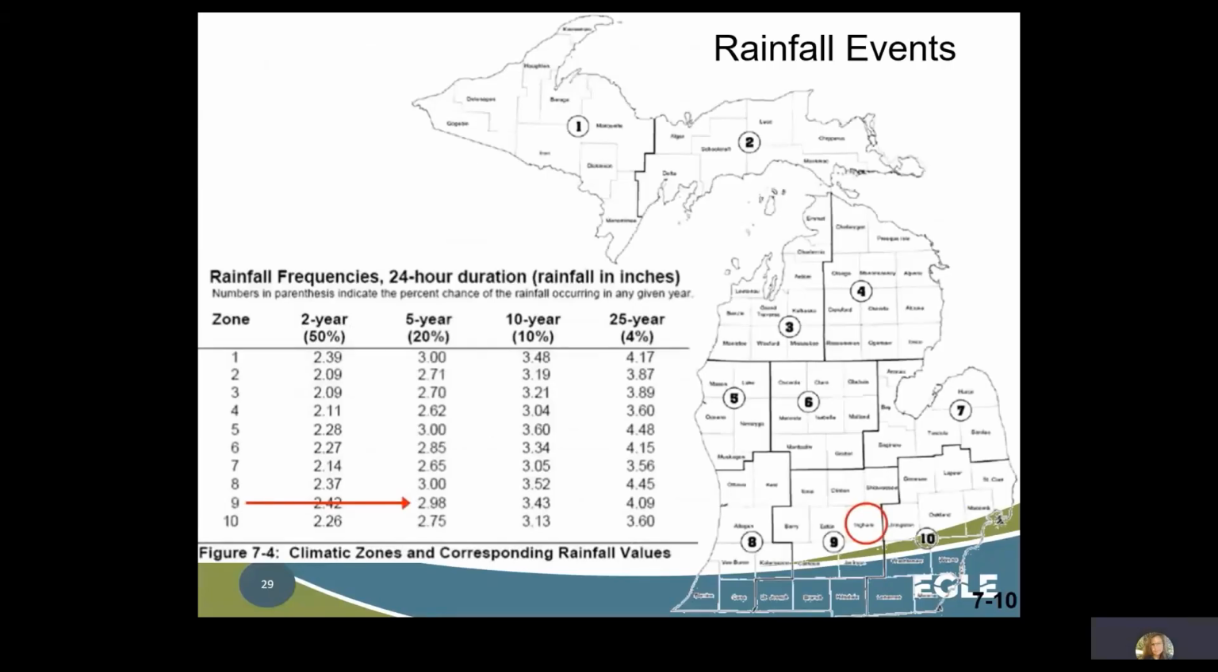Here is Figure 7-4, Climatic Zones and Corresponding Rainfall Values. The problem tells us that the site is located in Ingham County. As you can see, Ingham County is circled in red and is located in Zone 9. The problem wants us to calculate the volume of runoff and the peak discharge generated at the outlet of the site during a 5-year, 24-hour rainfall event. If you look at Zone 9 under the 5-year, 24-hour event, you will see that the rainfall frequency is 2.98 inches.